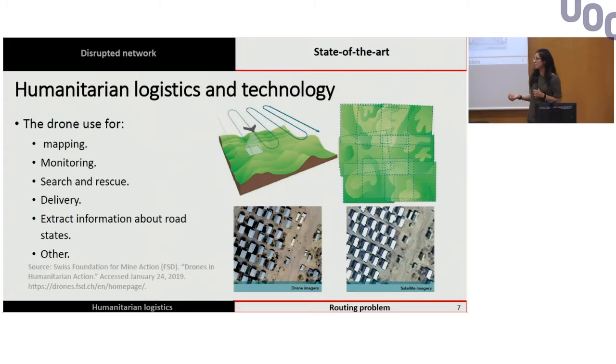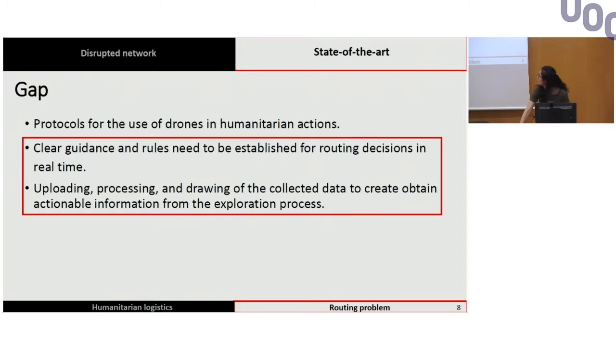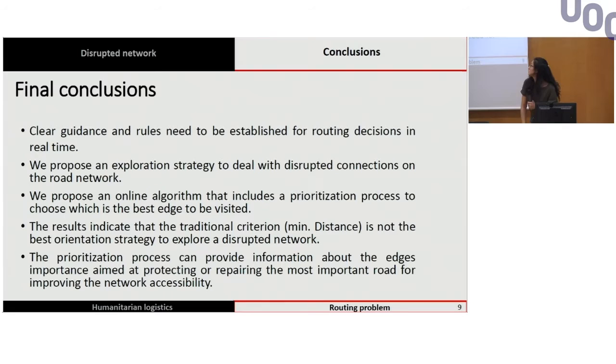So this is a gap in the literature, and the objective here is to provide guidance for rerouting, making decisions on the fly considering online information, and trying to draw the route for the vehicle. So that is some conclusion about the work that we did.